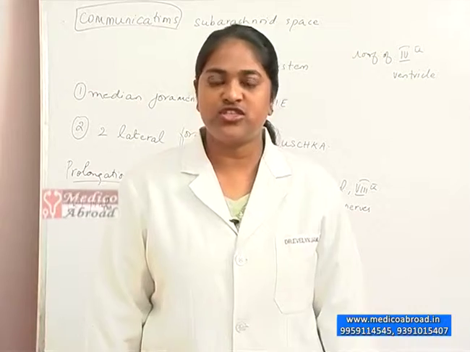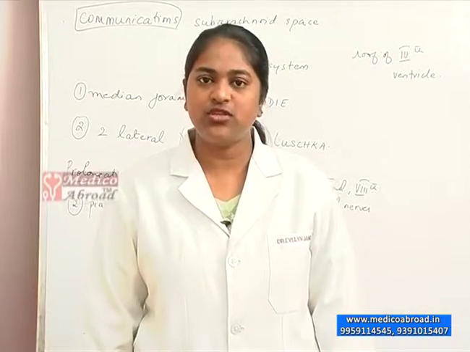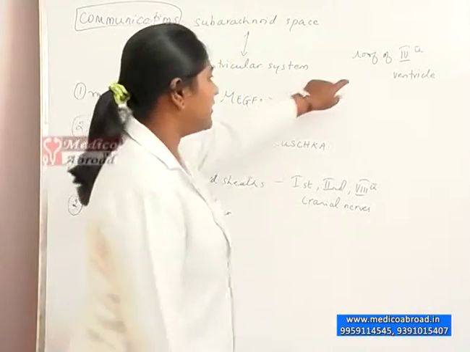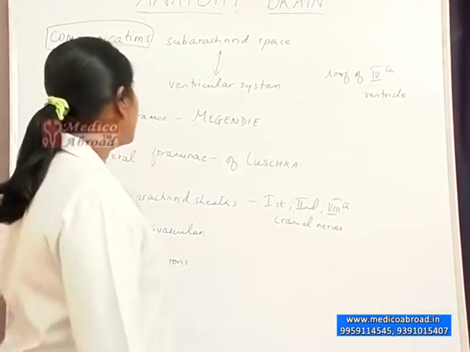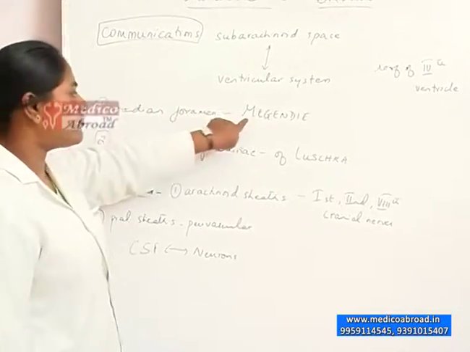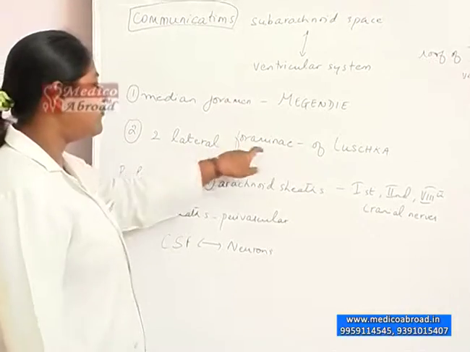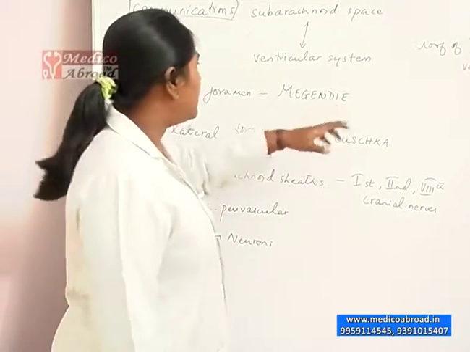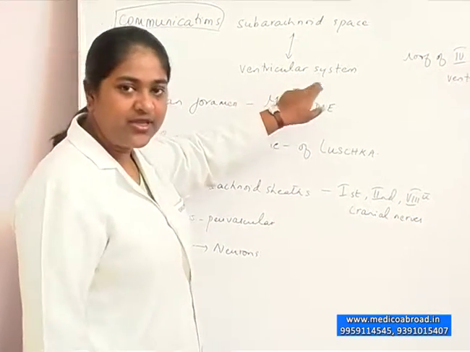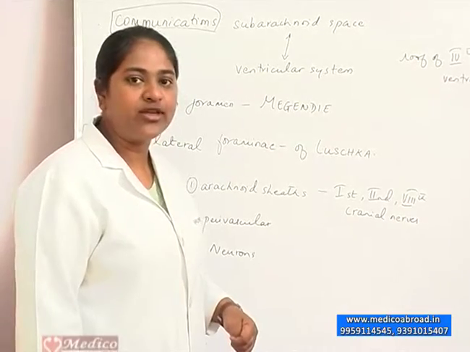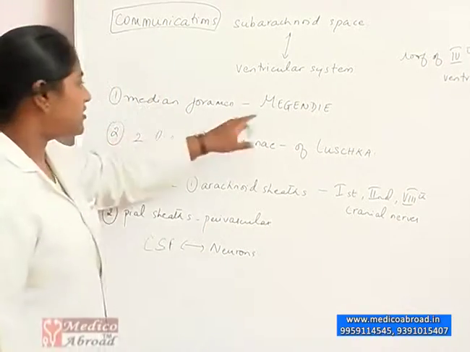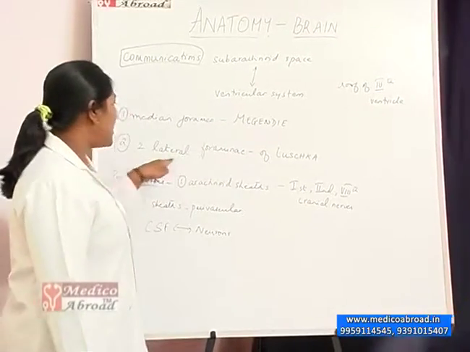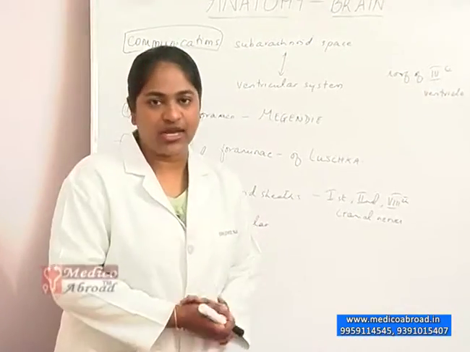Let's now look at the communications between the subarachnoid space and the fourth ventricle. These openings are present on the roof of the fourth ventricle. There are three openings: one median foramen of Magendie and two lateral foramina of Luschka. Cerebrospinal fluid comes from this fourth ventricle and then it communicates with the subarachnoid space. So there are three openings. The median one is called the foramen of Magendie. The lateral two are called the foramina of Luschka.